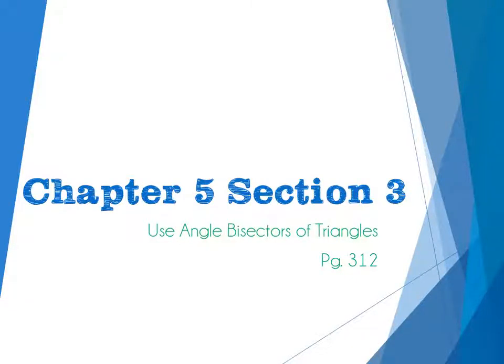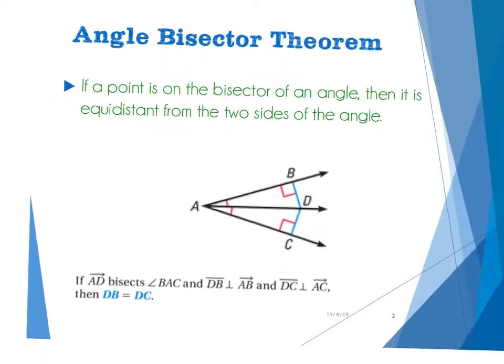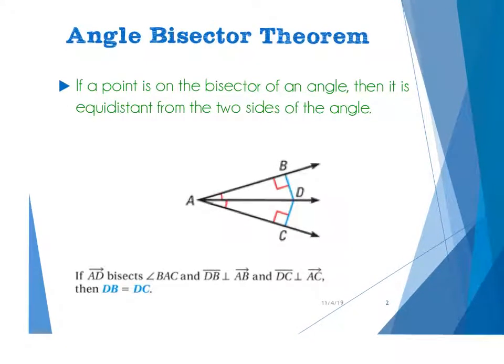So today we're going to cover section 3, and we're going to learn how to use angle bisectors of triangles. The first slide has the angle bisector theorem. This theorem states that if a point is on the bisector of an angle, then it's equidistant from the two sides of the angle.